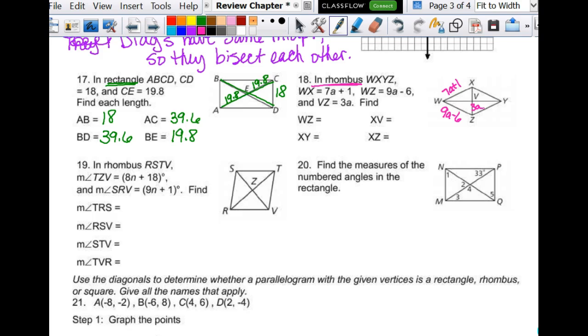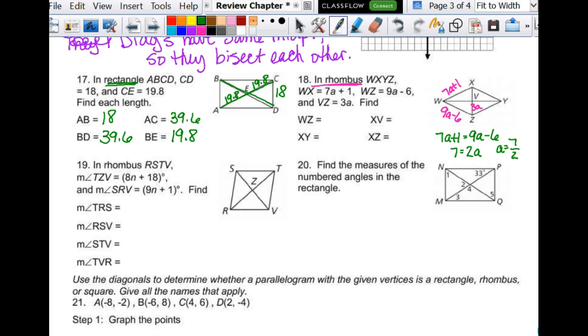Okay, so I can start off by finding A. That would be helpful. So I can do 7A plus 1 equals 9A minus 6. And I can do that because that's just the definition of a rhombus. If it's a rhombus, it's got 4 congruent sides. So this is going to give me 7 is equal to 2A. So A is 7 over 2.